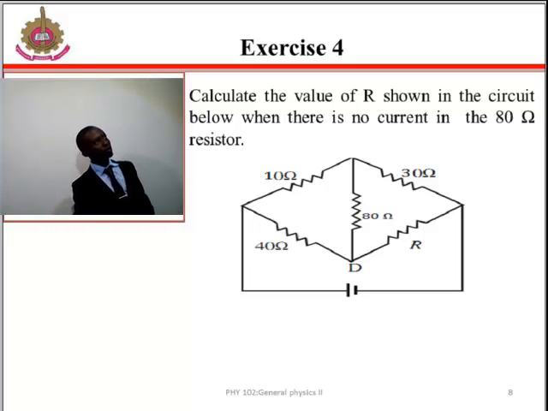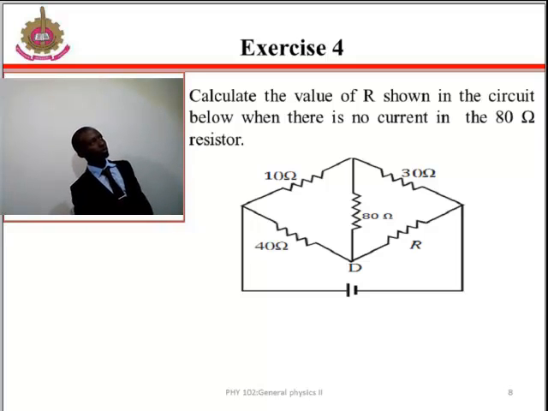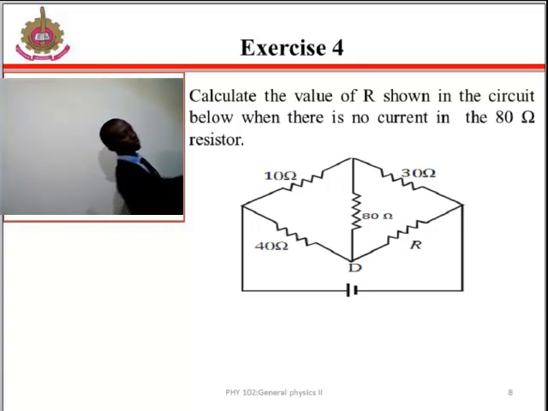Exercise 4. You are to calculate the value of resistance R shown in the circuit below when there is no current in the 80 ohms resistor.